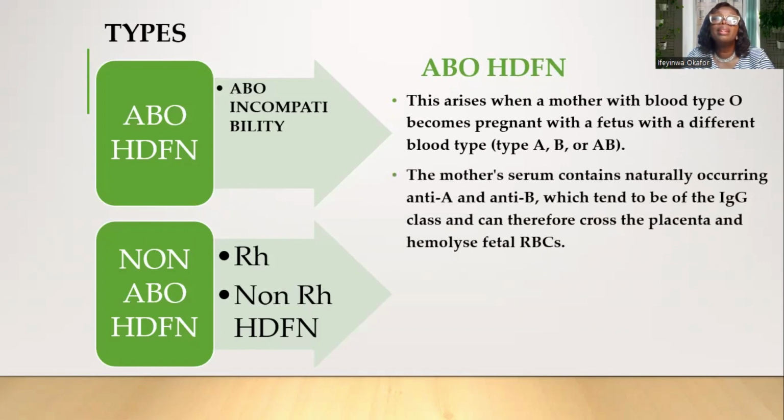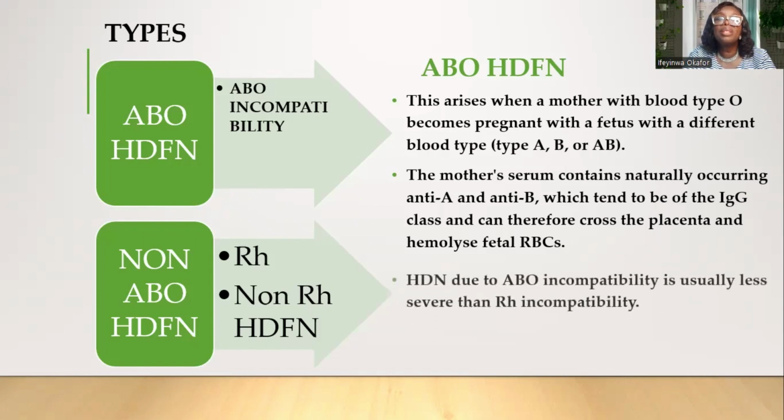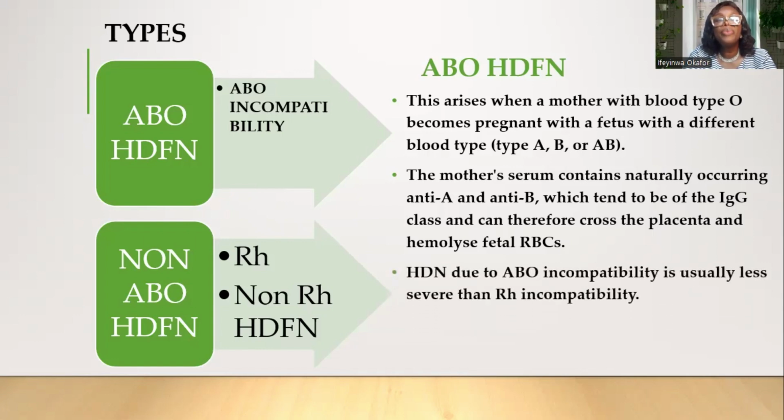different blood group like A, B, or AB. The mother's serum contains naturally occurring anti-A and anti-B, which tend to be of IgG class and can therefore cross the placenta and hemolyze fetal red blood cells. The mother's serum, in addition to containing IgM antibodies, also has a portion of IgG antibodies in the circulation, and these IgG antibodies can cross the placenta and harm the baby.